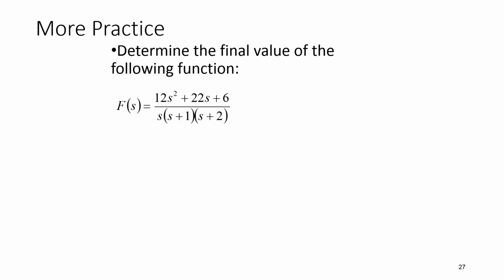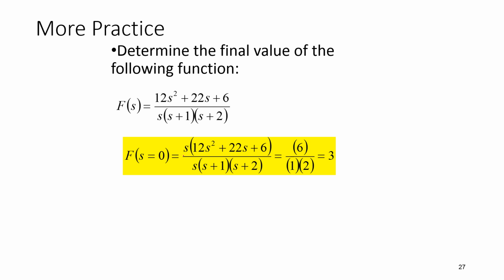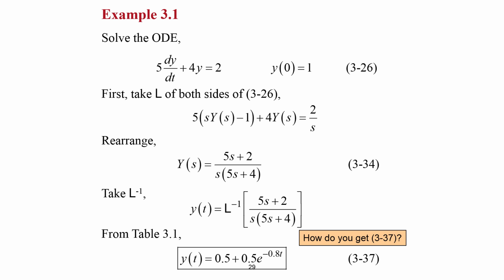Okay, let's determine the final value of the following function. Okay, so remember the final value theorem, we multiply by s, and have s goes to 0. Okay, and so I'm going to multiply by s, plug in s of 0, and then that's going to be equal to 3. Okay, so eventually that function will go to 3. Okay, so just a little bit of extra.